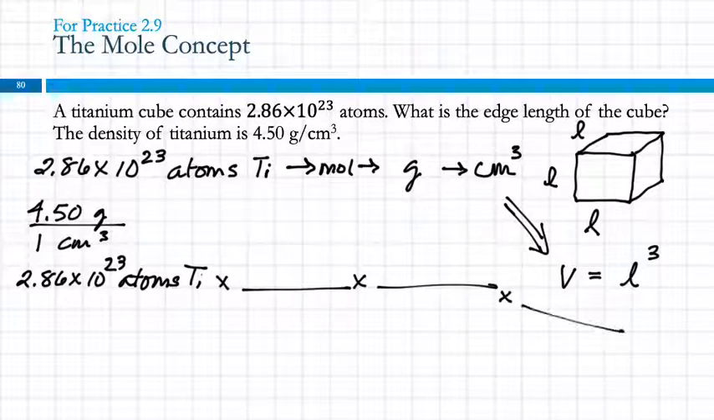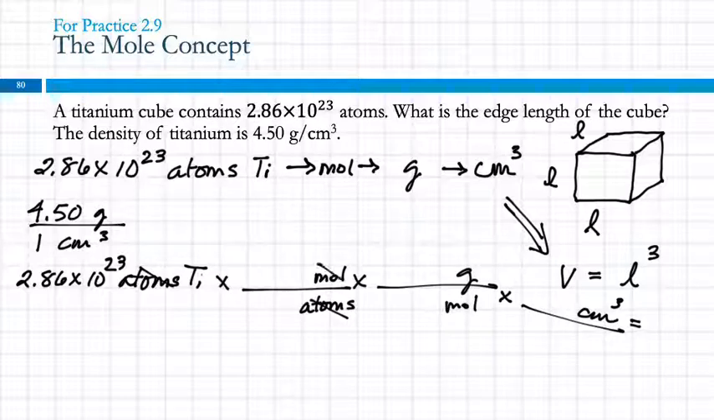Oops, ran into that. That's okay. Atoms to moles to grams to cubic centimeters. Put atoms down here, so that unit cancels out. And I'm going to put mole down here, so that unit cancels out. I'm going to put gram down here, so that unit cancels out. I got all the units figured out.